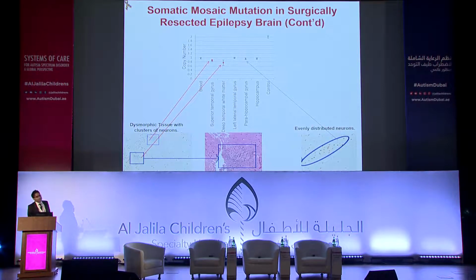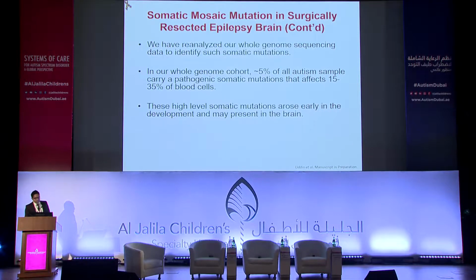So we went back and reanalyzed our whole genome data, and interestingly, what we found is that 5% of autism kids have a somatic pathogenic mutation in their DNA. Those are high-level mosaic mutations, because at least 15 to 35% of the brain cells have been impacted by this. And I'm writing the paper. No, it's not published yet. These high-level somatic mutations arose early enough that they must be present in the brain.